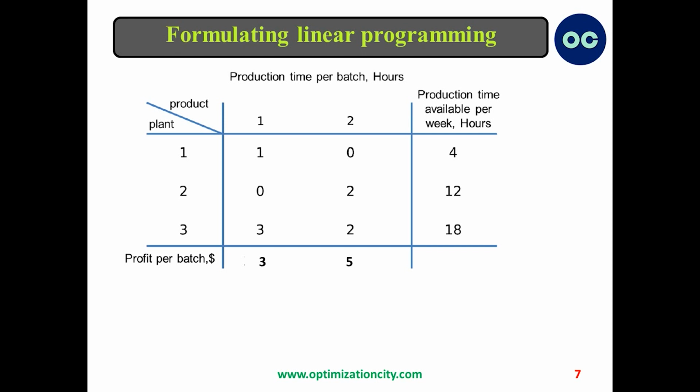In this table, product one uses 1 unit of plant one's capacity and no capacity from plant two. It uses 2 units of plant three's capacity. Product two does not use any of plant one's capacity, but it uses 2 units of plant two's capacity and 2 units of plant three's capacity. The profit per unit for product one is 3 and for product two is 5. The capacity of plants 1, 2, 3 is 4, 12, and 18 respectively.